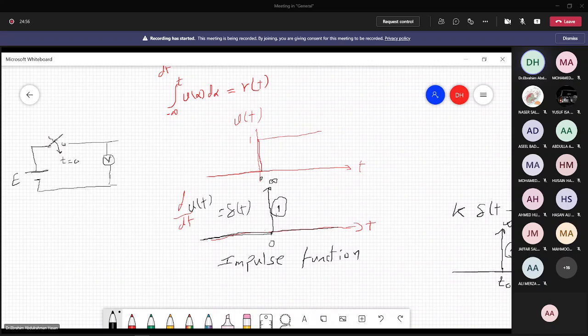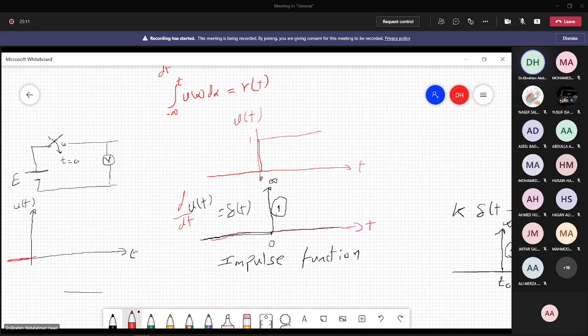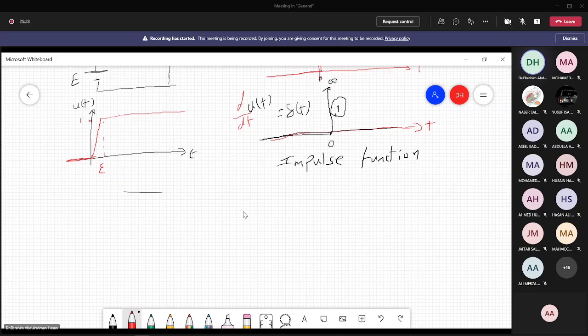So then the actual step function is like this. This is t, and this is u of t. So it is 0, here 0, but it's going to take a little bit of time to reach 1. Highly small time, we call it epsilon. Could be 10 to the power of minus 3, 10 to the power of minus 6. If it is very fast, 10 to the power of minus 9.